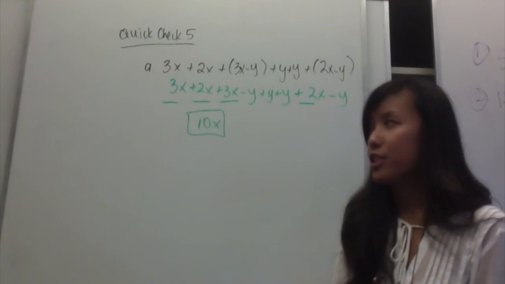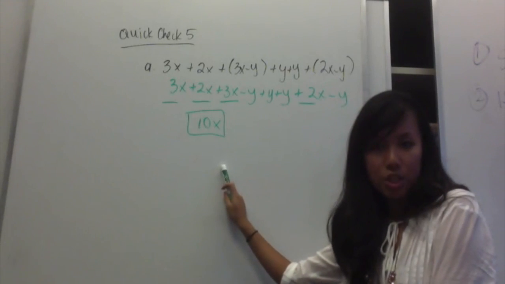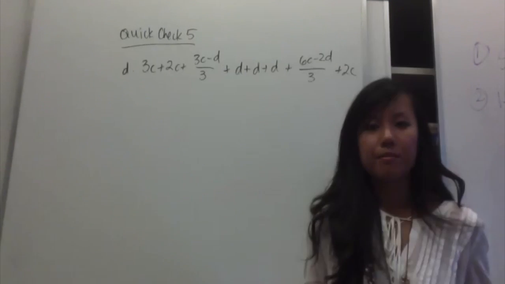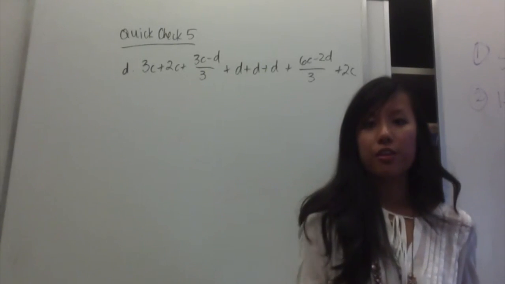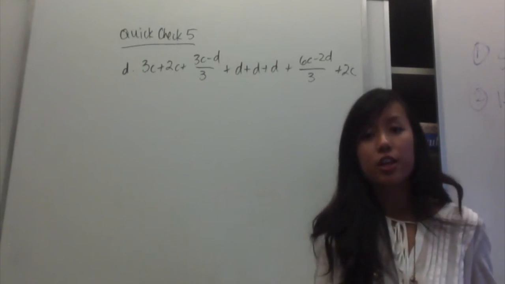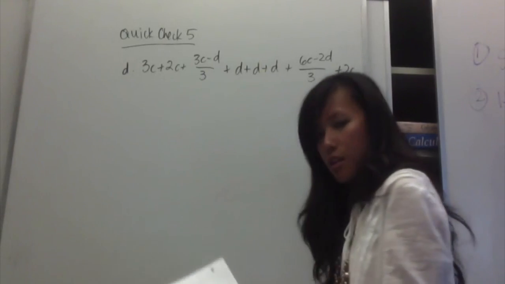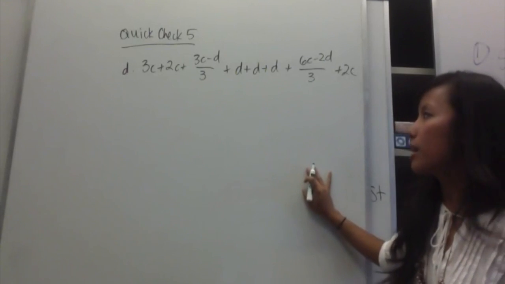Okay, so quick check 5 for A. Hopefully you got 10x. Double check your work. And then let's do B. So this one's a little harder, so I'm going to do it with you for the quick check, and hopefully you can check your work, make sure you got it right, okay? So I wrote all of the sides down, okay, so make sure you didn't forget any.